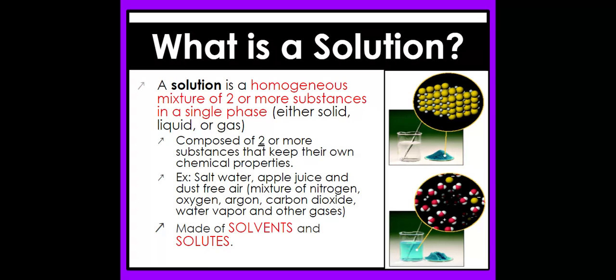Examples of solutions are salt water, apple juice, and dust-free air. The air that you normally see, sometimes if you look at air in the light, you can see dust particles almost. That's not dust-free air. That's not what we're talking about. But dust-free air is a mixture of nitrogen, oxygen, argon, carbon dioxide, water vapor, and a few other gases like methane, for example. Solutions are made up of solvents and solutes.